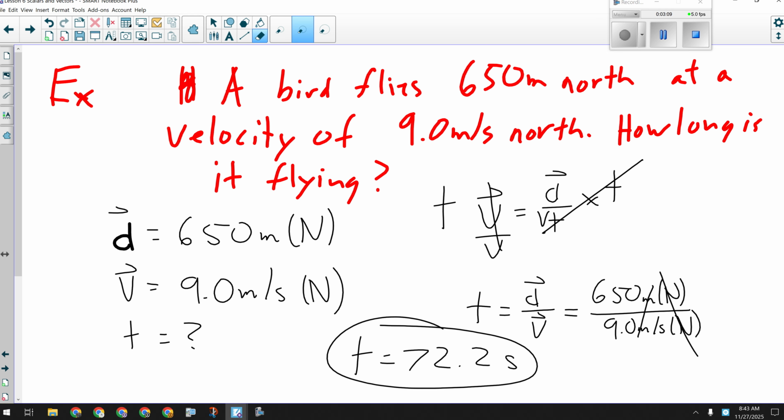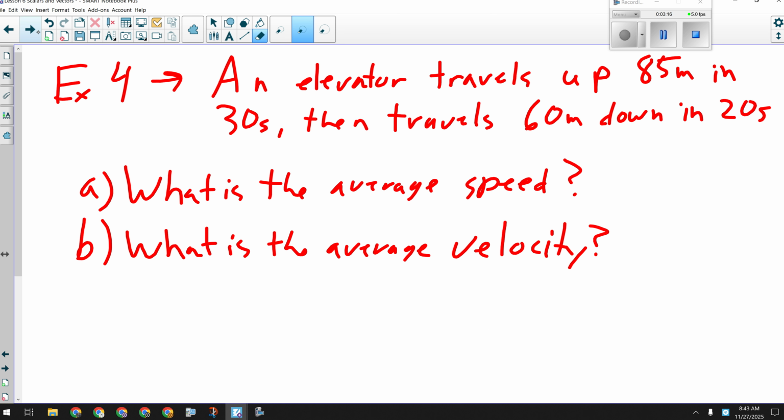All right, I'm going to give you one that's like one of the complex ones we did yesterday, where direction matters and that kind of thing. So write this one down so you have it in your notes. It's good to have as many examples as possible. An elevator travels up 85 meters in 30 seconds. Then travels 60 meters down in 20 seconds. I would like the average speed and the average velocity over the entire trip.